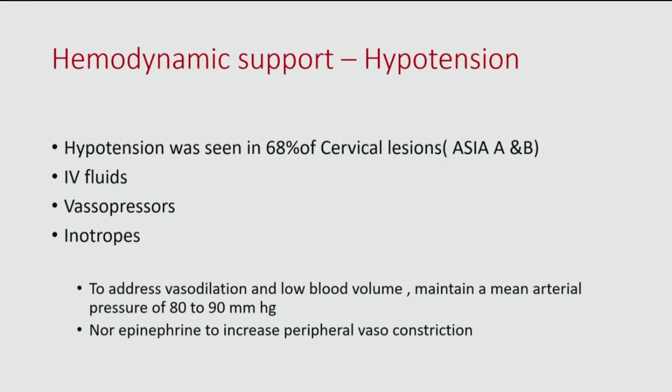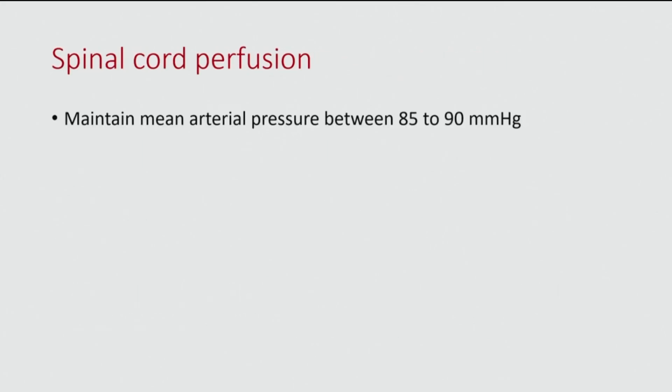Hemodynamic support: in ASIA A and B, 68% of the cervical lesions have hypotension. You have to manage with IV fluids, vasopressors and inotropes as needed. And maintaining the mean arterial pressure between 85 to 90 is important.